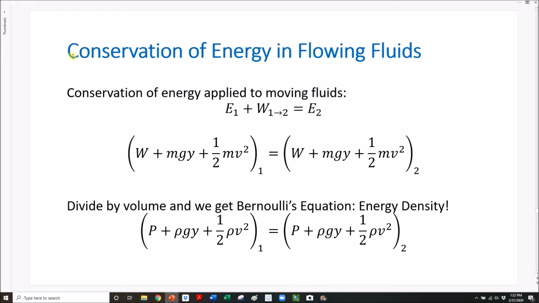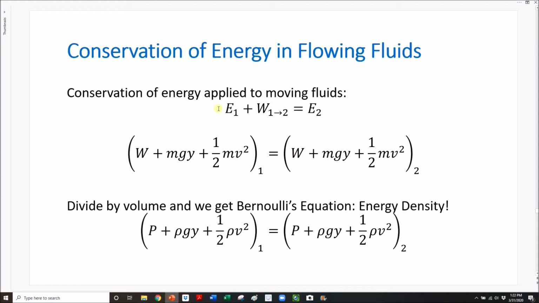Our second main idea is applying conservation of energy to a flowing fluid. Conservation of energy applies to moving fluids, and this is the way I always write it in class for my students. The energy at the beginning plus the work done going from state 1 to state 2 equals the energy at the end. If we split this work up and put one on either side, we get the work on the front end and the work on the back end.